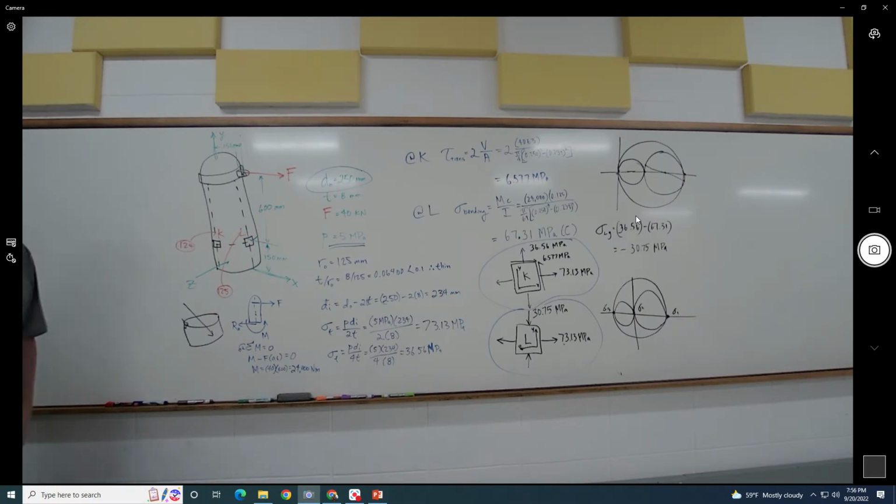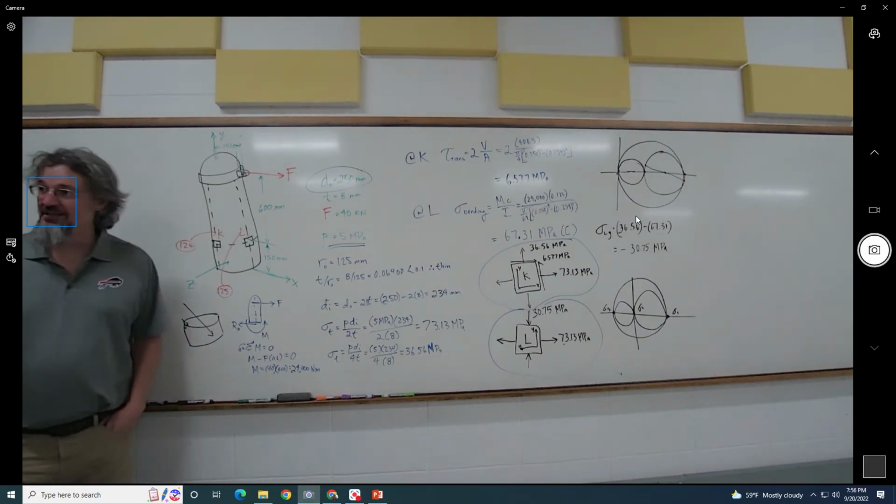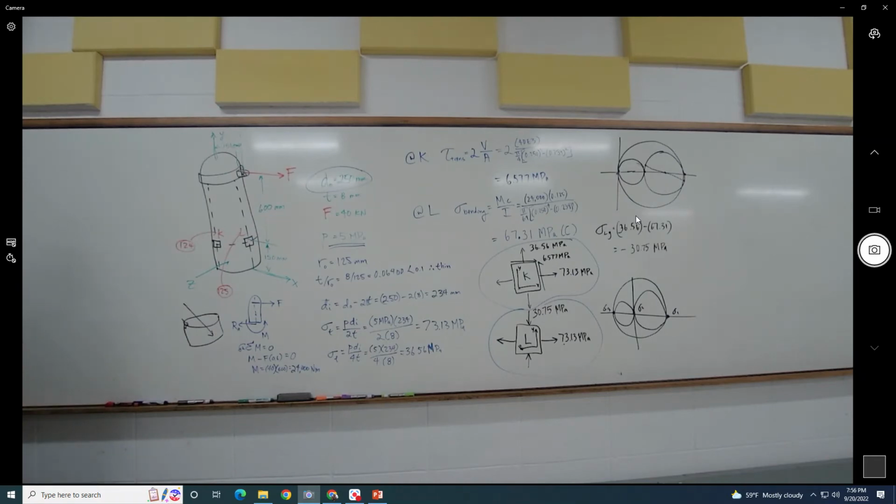And then also, sometimes I ask a pressure vessel question, but I don't have to. If I didn't here, I would ask it on exam 2. Do you want to see a shaft problem?